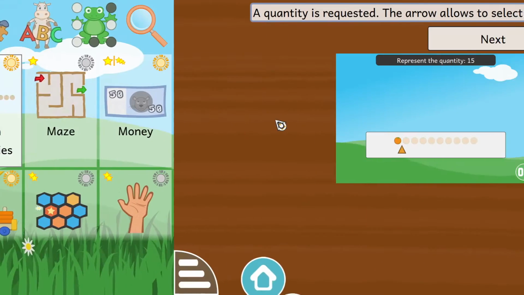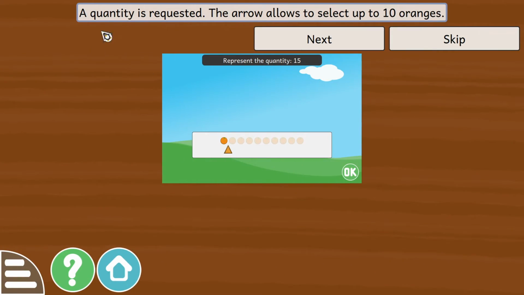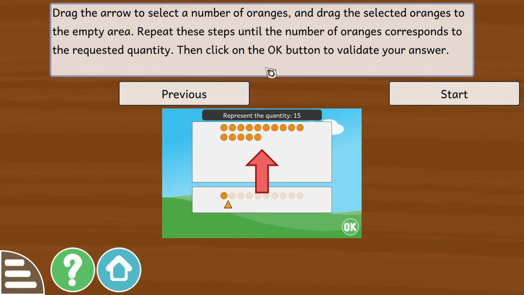This then brings us to quantities. A quantity is requested as if we're working in a shop, and we have to get the people the number of oranges that they've requested. The arrow allows us to select up to 10 oranges. So next, drag the arrow to select the number of oranges, and then drag the selected oranges to the empty area. Repeat these steps until the number of oranges corresponds to the requested quantity. Then click on OK to validate your answer.